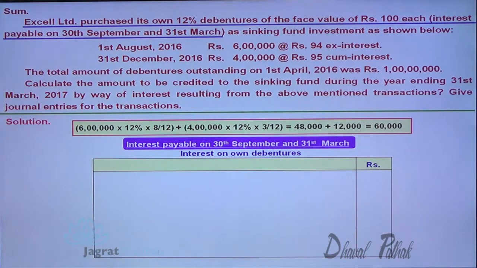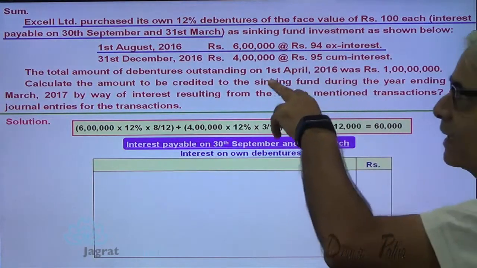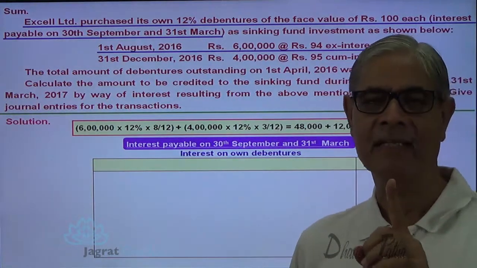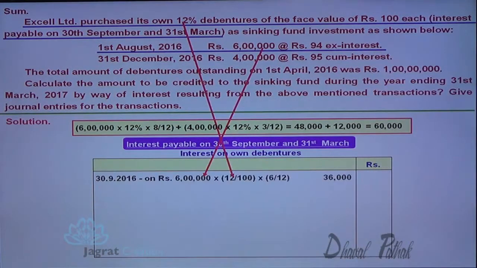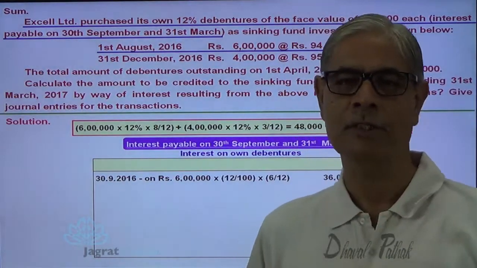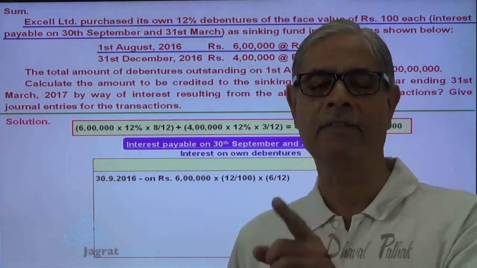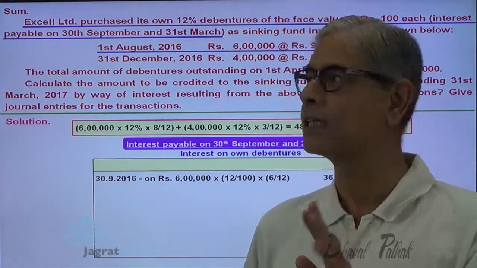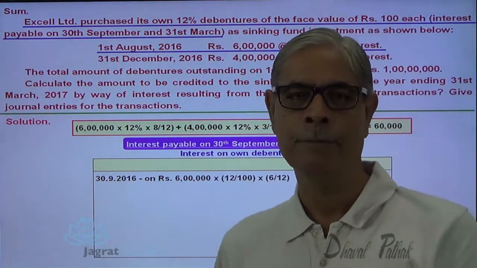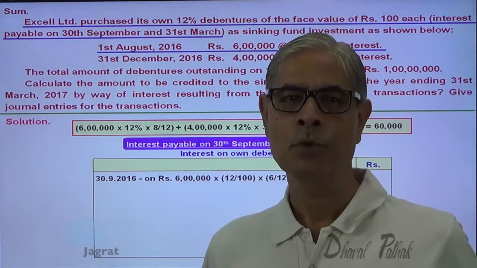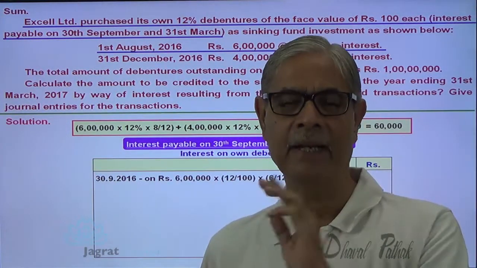On 6 lakhs, the first interest is 30th September. On that, 6 months interest is paid. So 6 months interest works out to be 36,000. Out of that, you have purchased the investment on 1st of August. And when you purchase the investment, you are required to pay interest. Interest for which period? From last date of interest till the date of purchase. Last date of interest was 31st of March and it is purchased on 1st of August. So 31st of March to 1st of August, that period interest is to be paid at the time of purchase.